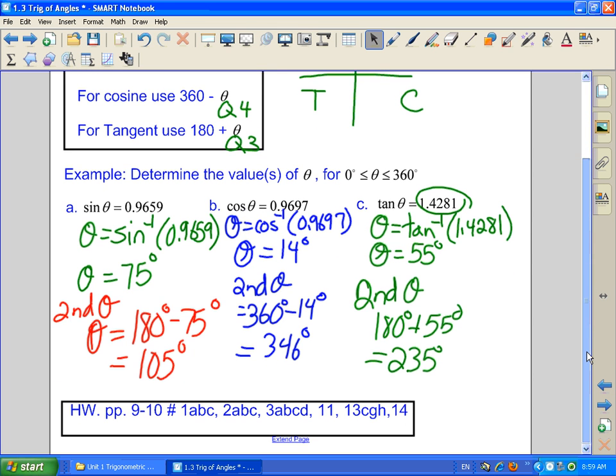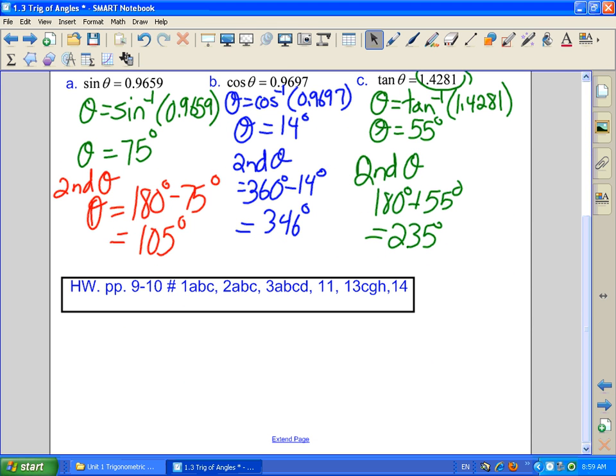Ladies and gentlemen, here ends today's lesson. Hopefully you understand using the CAST rule and deciding when to add or subtract from 360 or 180 degrees.